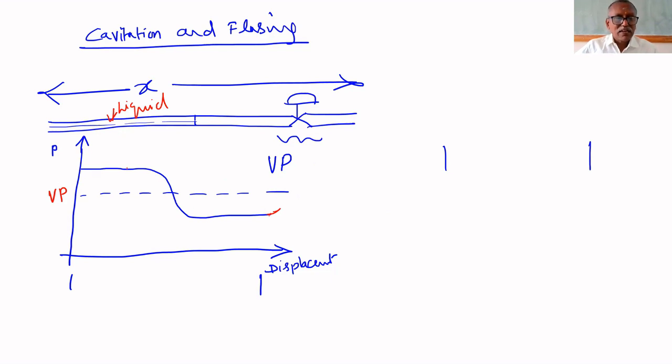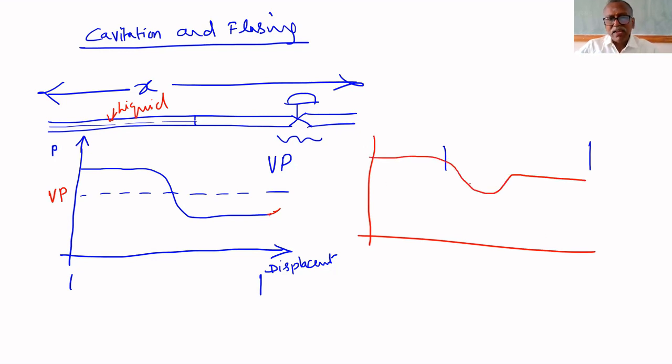One is it falls below vapor pressure and remains below vapor pressure, or it may fall below vapor pressure and regain above vapor pressure. Here it falls below vapor pressure, but again regains to above vapor pressure. Above vapor pressure means its state is liquid. Below vapor pressure means its state is vapor.